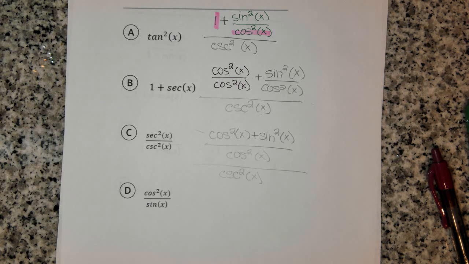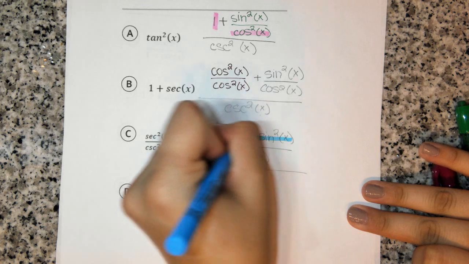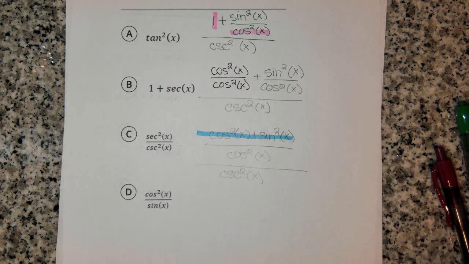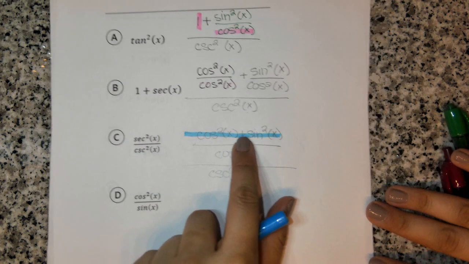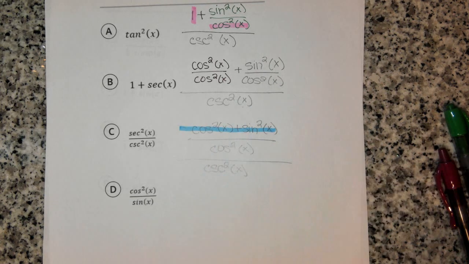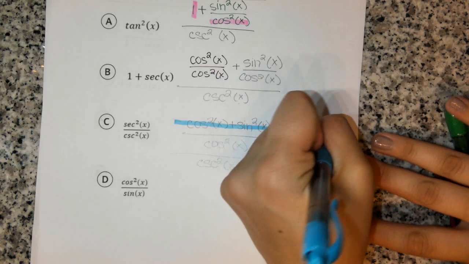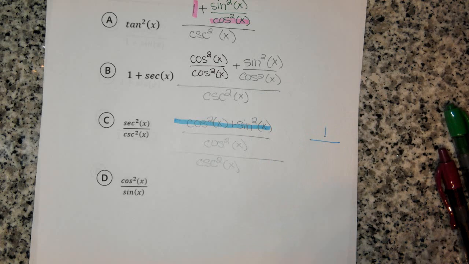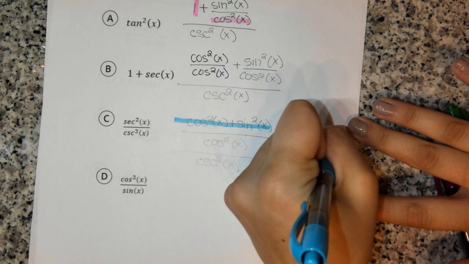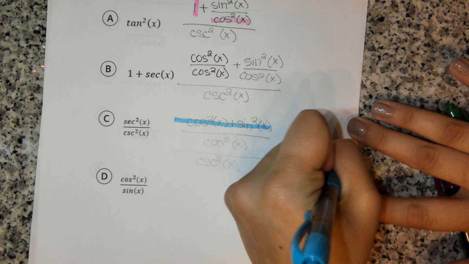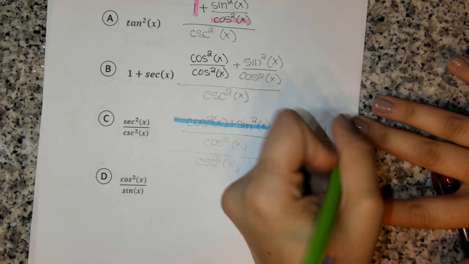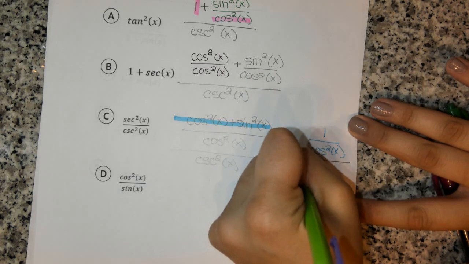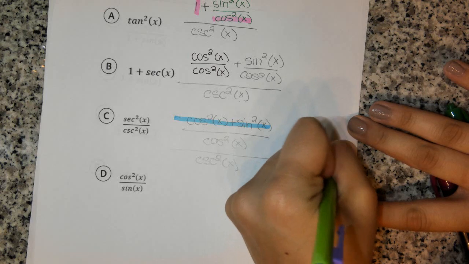Okay, so what we learned in the last video, 1 is equal to cosine squared plus sine squared. So I'm going to substitute that for a 1. So I get 1 over cosine squared of x divided by cosecant squared of x.